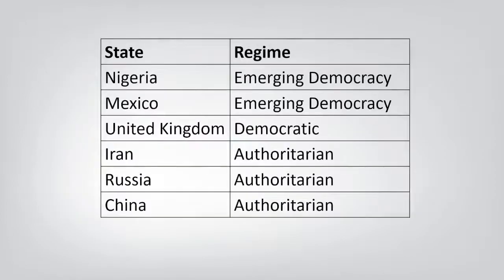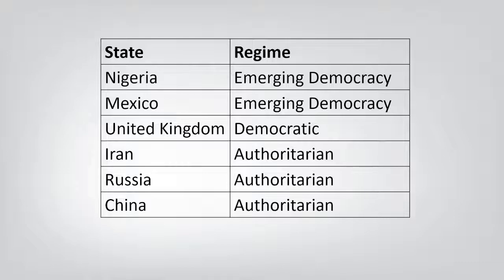And we can categorize our 6 AP Comparative Government course countries into these regimes. Nigeria and Mexico are what's considered emerging democracies. So what this means is that they were once authoritarian regimes, and now they are becoming democracies. And we're going to get more about this later. United Kingdom is a full-on established democracy. And then Iran, Russia, and China are authoritarian regimes.